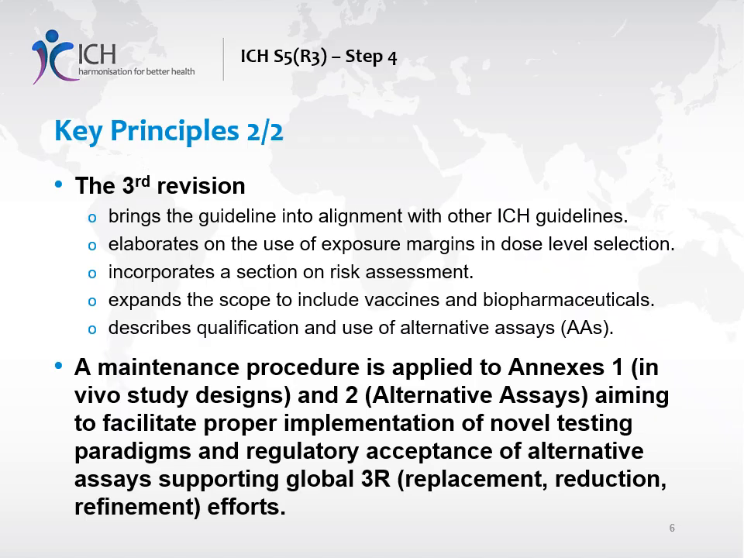Key principles introduced with the third revision are: to bring the guideline into alignment with other ICH guidelines. It elaborates on the use of exposure margins in dose level selection. It incorporates a section on risk assessment and expands the scope to include vaccines and biopharmaceuticals. It gives a rough description of the qualification and use of alternative assays for developmental toxicity testing.